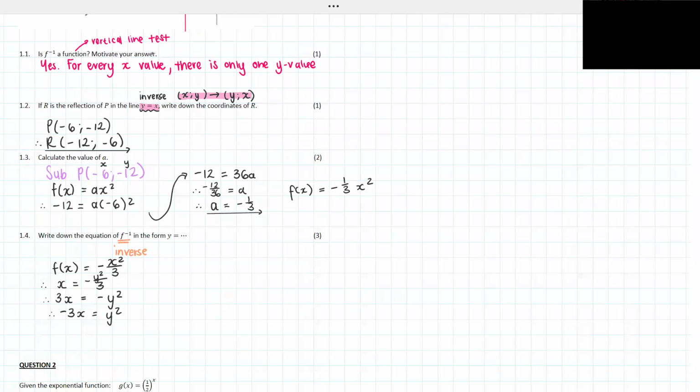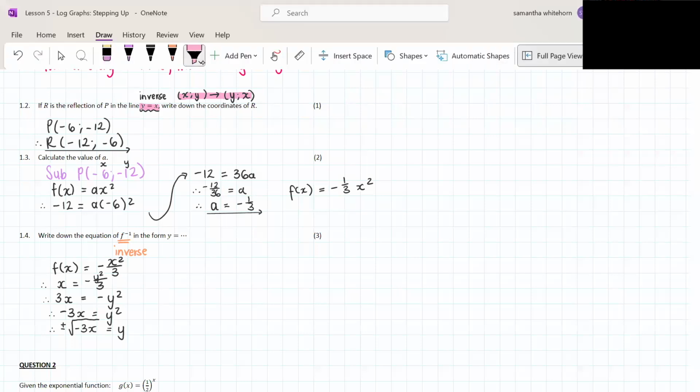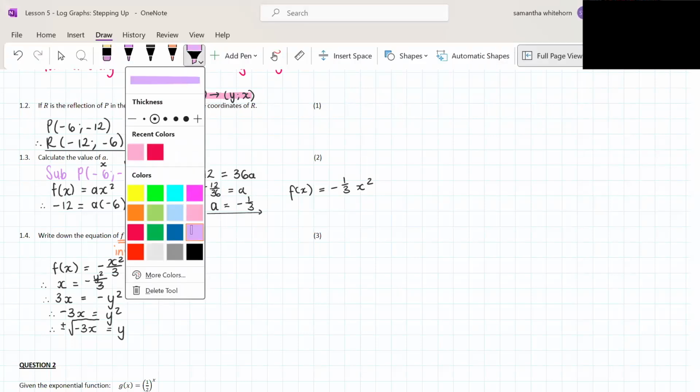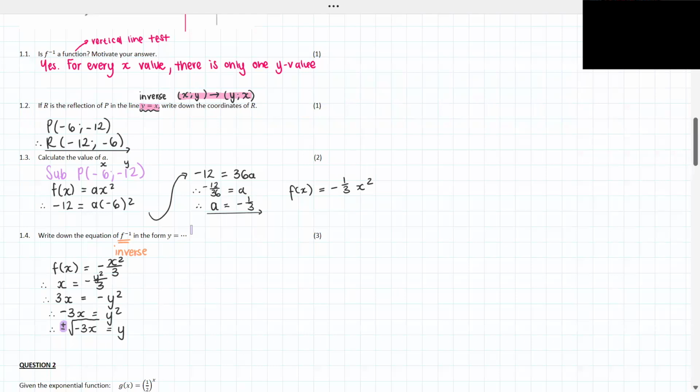And we know that to get rid of a squared, we square root. So we square root, remember your plus or minus, -3x to give us y. Right now, importantly, is this plus or minus in front of my square root. We now need to decide, is it the positive square root or is it the negative square root? Now think about this carefully, guys.